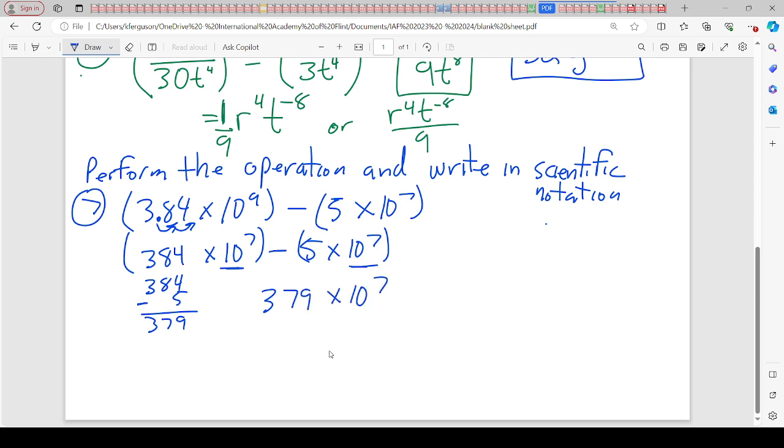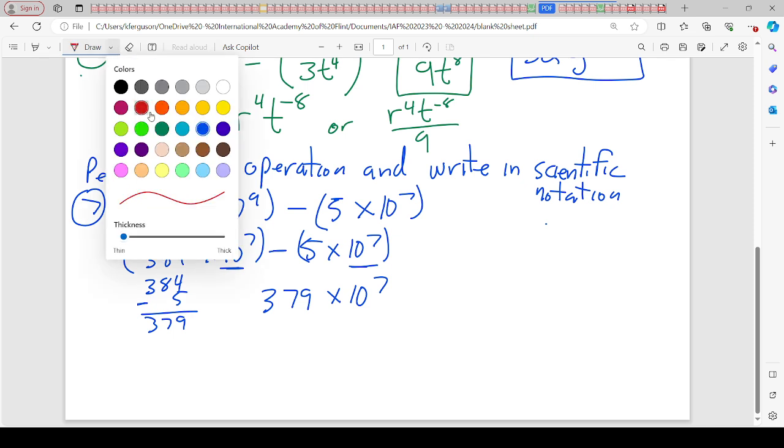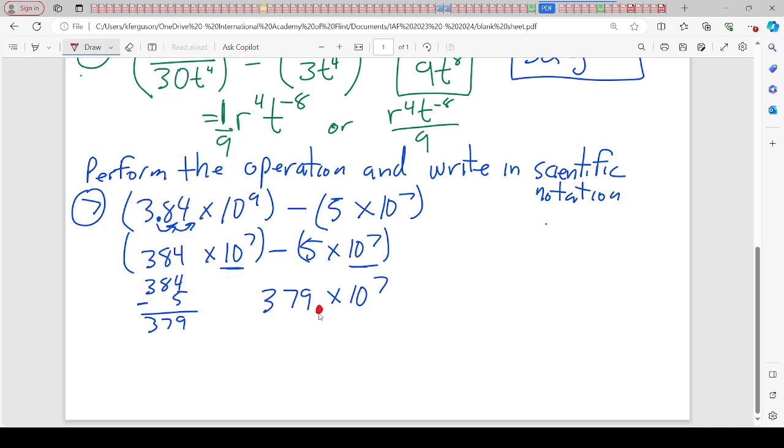But see, that's not in scientific notation, because with scientific notation, you can only have one number in front of the decimal place. So I need to move my decimal from here back two places. So it needs to be 3.79. So if I'm in this form and I'm moving my decimal place two places to the left, I add decimal places. So now that is 3.79 times 10 to the ninth power. And that's my answer. That's in scientific notation.